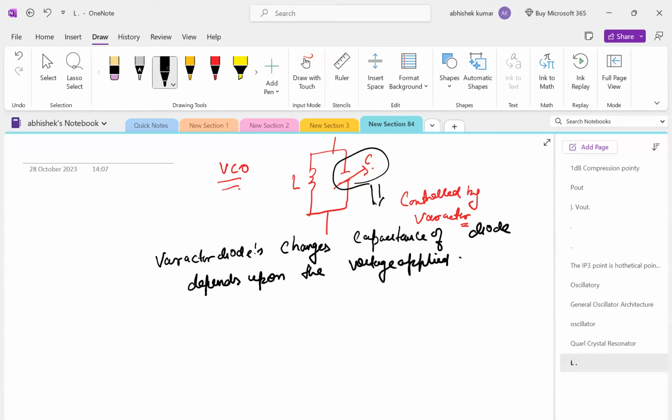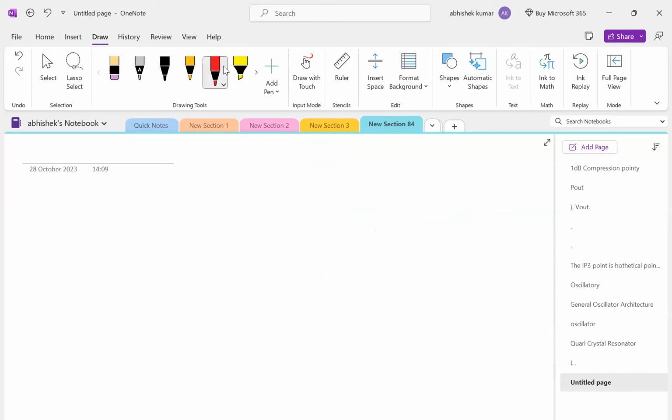Okay, so we will see how a phase lock loop looks. Phase lock loop is a very important circuit in a wireless system. It is used to track the input frequency and phase, and we can get a stable output at the output of the system.